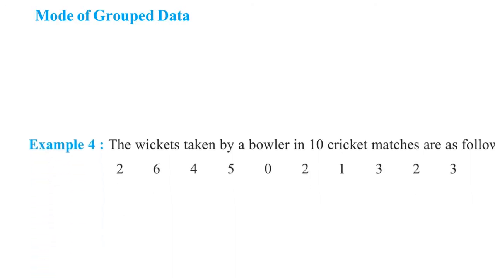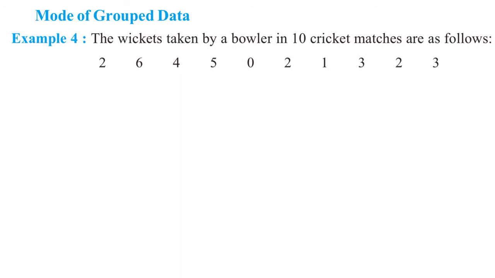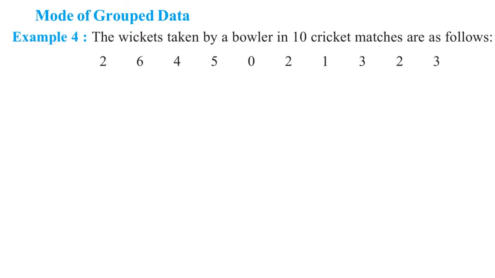So let's take this example. The wickets taken by a bowler in 10 cricket matches are as follows. These are the numbers for the wickets taken. Now which number is occurring most often? Can you see that? 2, 2 and 2. So what is the mode of this data? It is 2, because that is the value occurring the most.